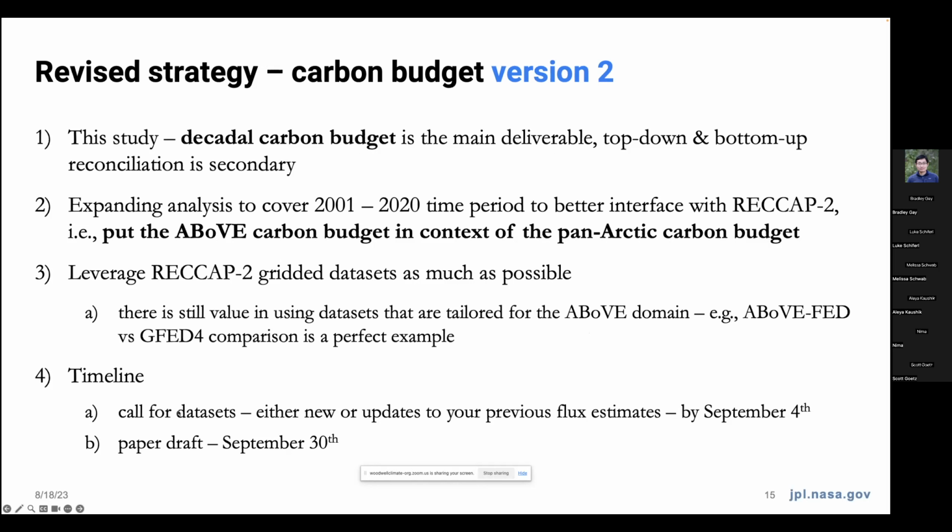So for the timeline that I'm targeting right now, we have a lot of data and a lot of pieces, including pieces in the text and the manuscript that's there. I was going to put out a call for data sets, either new ones or updates to previous flux estimates that you might have provided, by a couple of weeks, certainly by the first or second week of September. If I get that, with all the tools that are already there, it's reasonable to target that the paper draft can go out in another month or so.